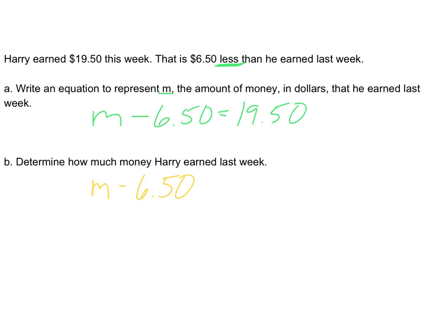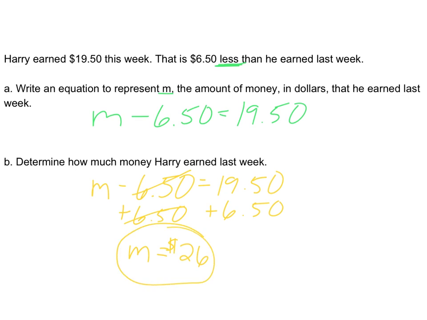So to solve that equation, to undo subtraction, I add. So I'm going to add $6.50 to both sides. The 6.50s cancel out on the left, leaving just M. 19.50 plus 6.50 gives me 26 on the right. So I know that last week he earned $26.